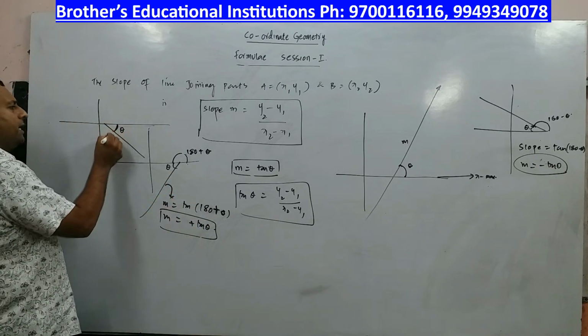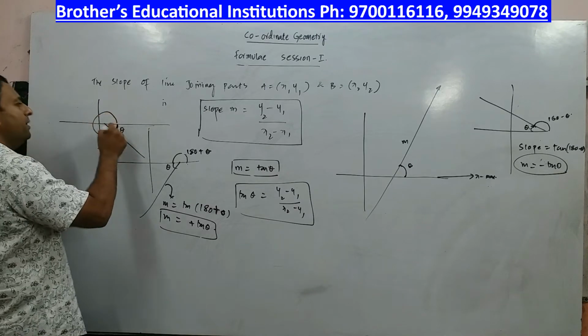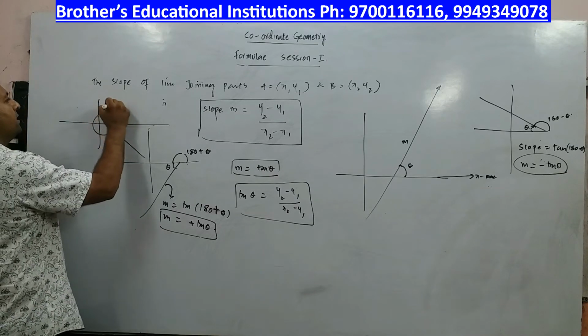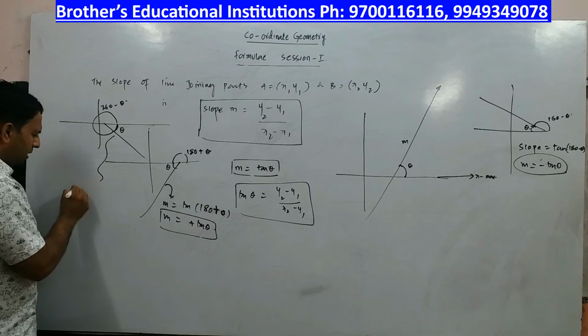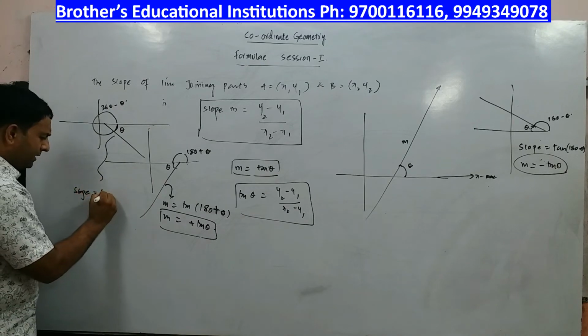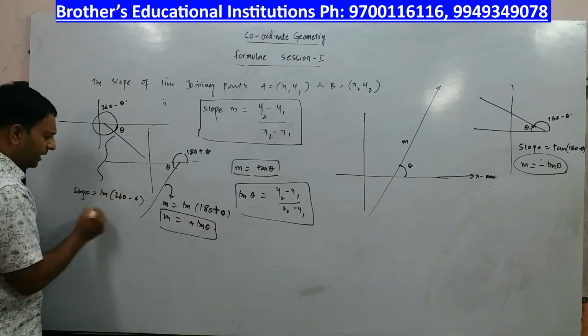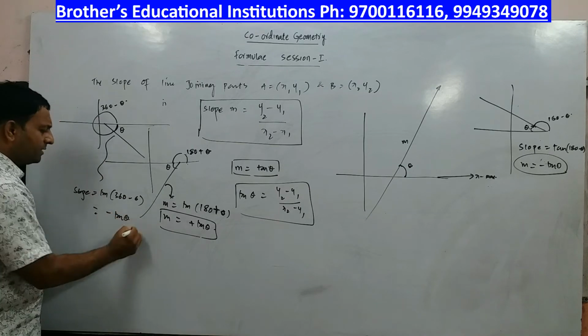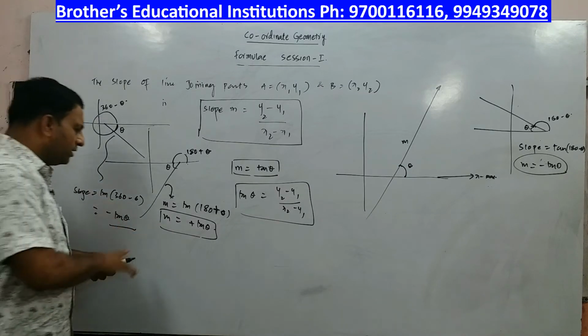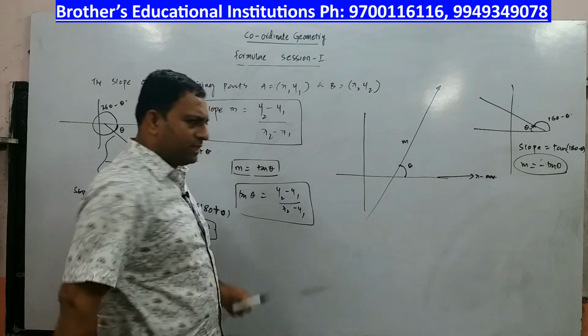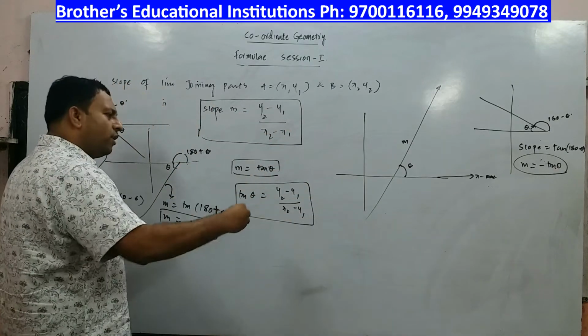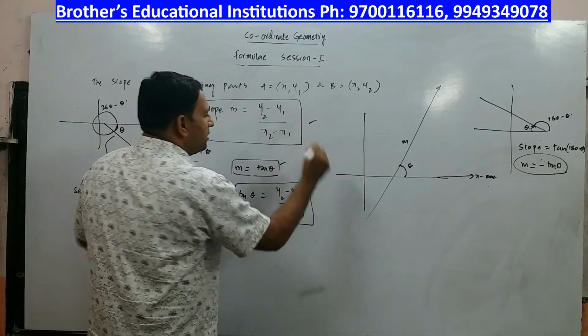And if it is theta here, then you need to calculate this entire angle, which is 360 minus theta. Here, the slope is given by the formula tan of 360 minus theta, which is minus tan theta. So anyhow, this is just an additional part which I have discussed for 10th class and for 11th class. Only this and this is required.